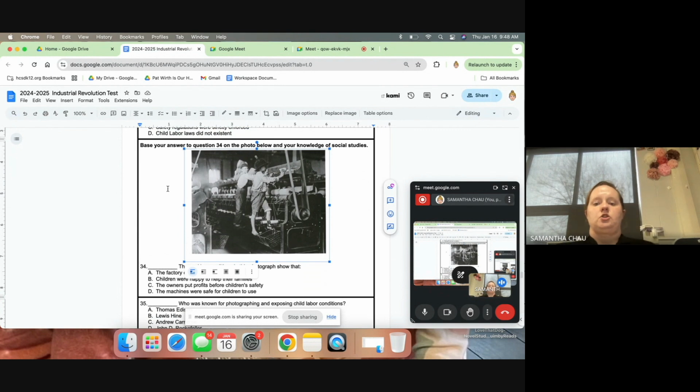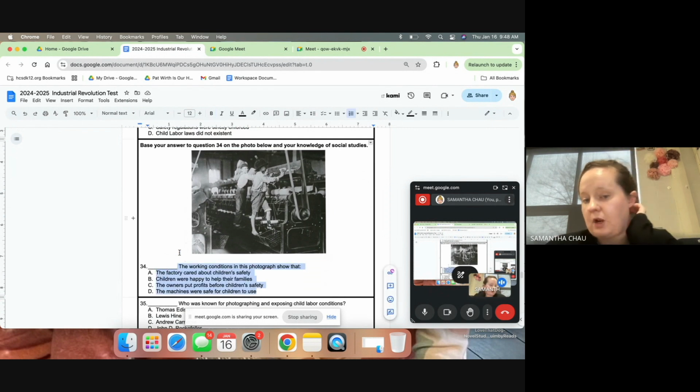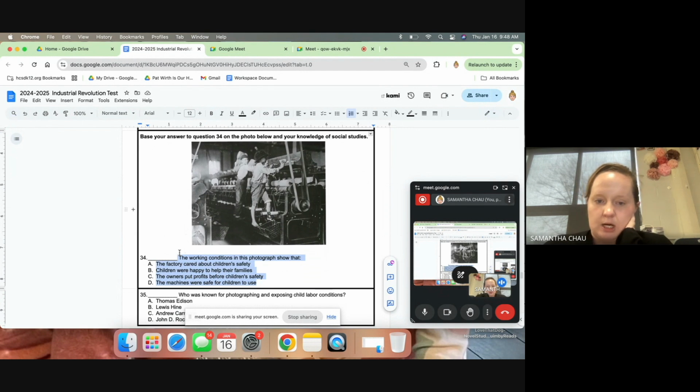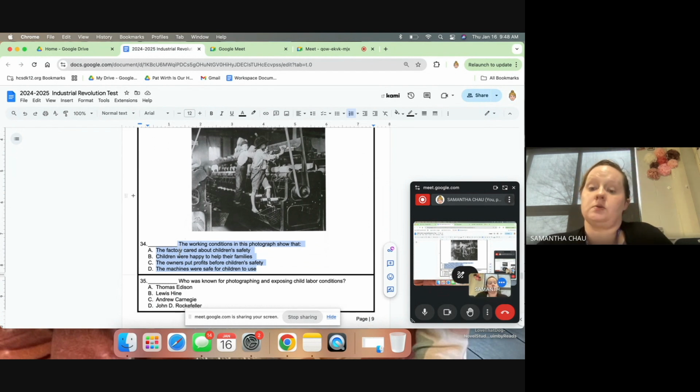Base your answer to question 34 on the photo below and your knowledge of social studies. Okay. There's nothing to read. Question 34. The working conditions in this photograph show that the factory cared about children's safety. Children were happy to help their families. The owners put profits before children's safety. The machines were safe for children to use.